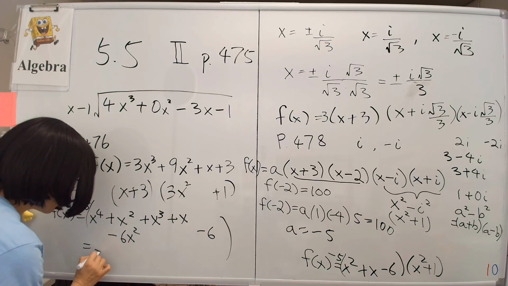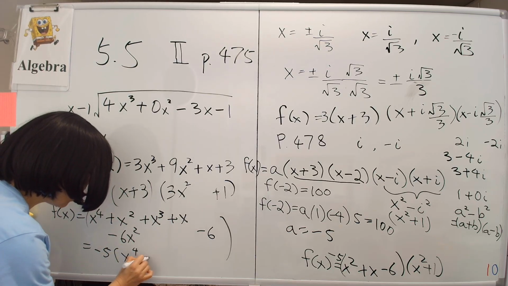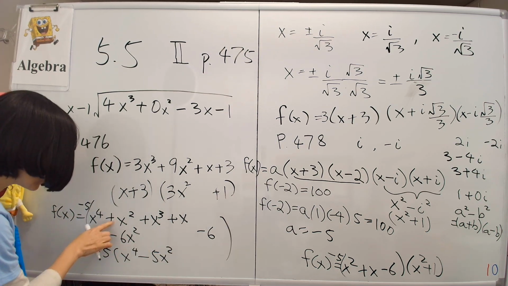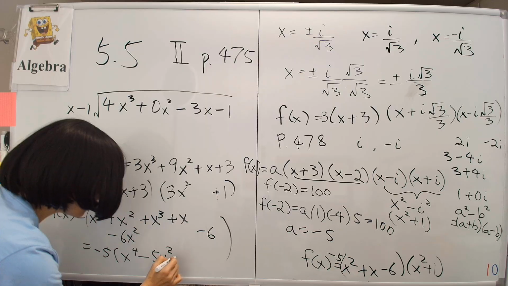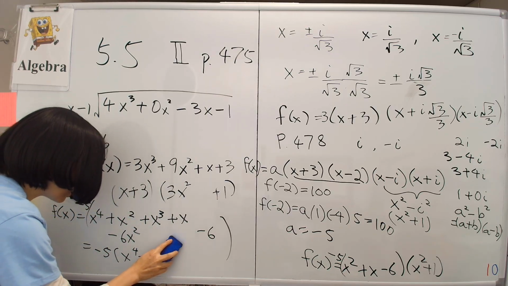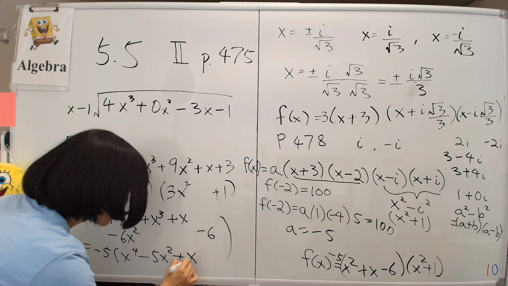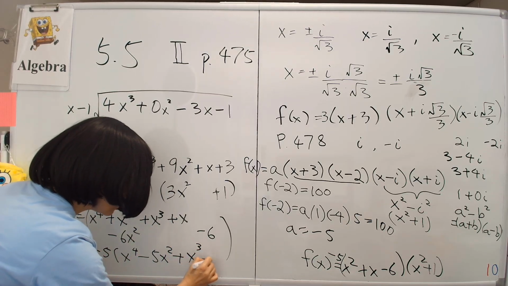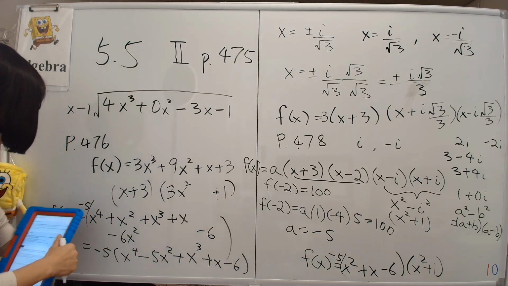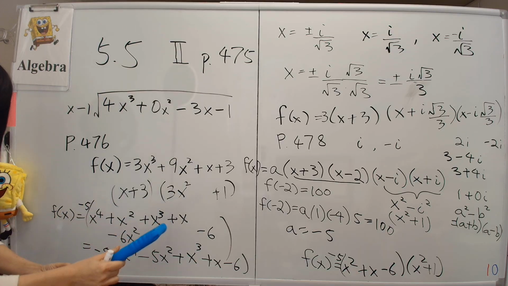So continuing, this is -5x to the power 4. That is -5x squared. So -6 plus 1, that's -5. And sorry, I already said that we're going to write it in descending order. Let's not bother, I already wrote it. I don't want to bother. That's x cubed plus x minus 6. And then there's a -5 in front. Is that right? Let me check.